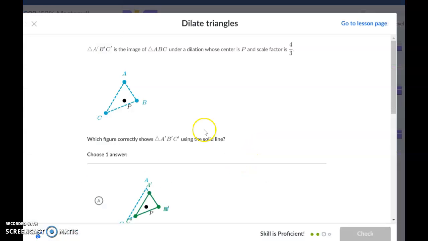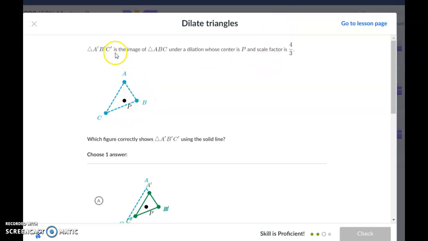And okay, now I am in dilate triangles. Triangle A prime, B prime, C prime is the image of triangle ABC under a dilation whose center is P and a scale factor of 4/3. Okay, so immediately I see 4/3. That's bigger than 1 whole.